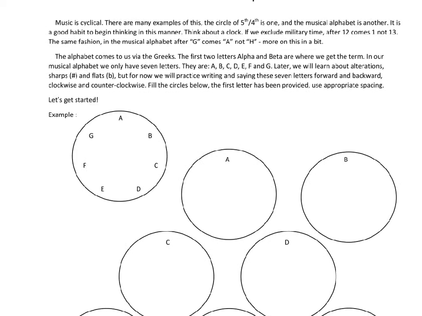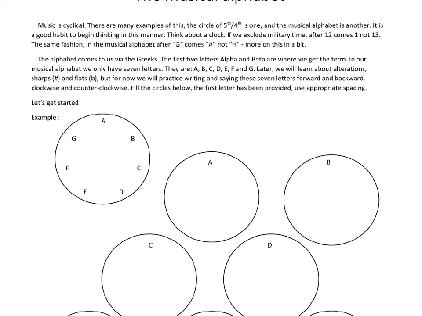And so we're going to talk about this, and we're going to talk about the cyclical nature, cyclical meaning circle or cycle, that music exhibits. One example of this is the circle of fourths and fifths, and the musical alphabet is another. And it's a good habit to begin thinking in this manner.